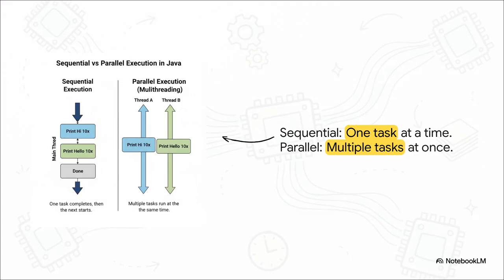This diagram just nails the difference. Over on the left, you've got sequential execution. It's a single file line. Task A has to be completely finished before task B can even think about starting. But look at the right. That's parallel execution. You've got multiple threads running at the same time. You can just see how this massively slashes the total time it takes to get everything done.